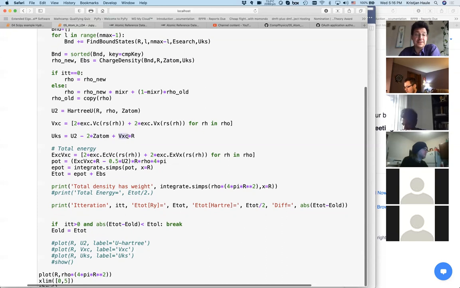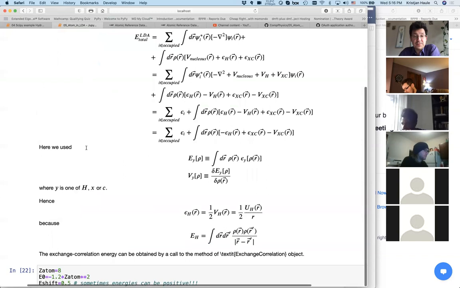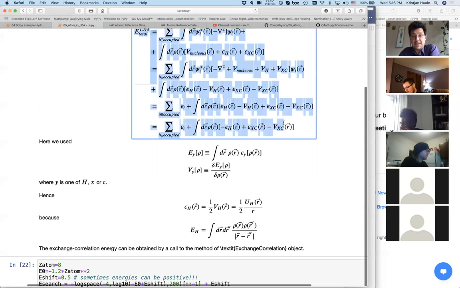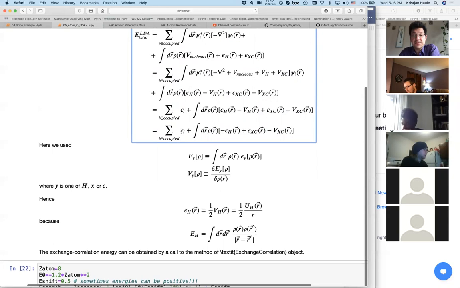Okay, so then once we have all these quantities, we can evaluate the total energy, and this is the algorithm for total energy. Now, in order to understand this, we're going to go back into the formula that we derived. So this is the formula that we derived last time. Okay, so that's what we are implementing. So the total energy is first a sum over all occupied bound states, plus this 3D integral, which of course can be written in terms of a one dimensional integral over the space or R variable.